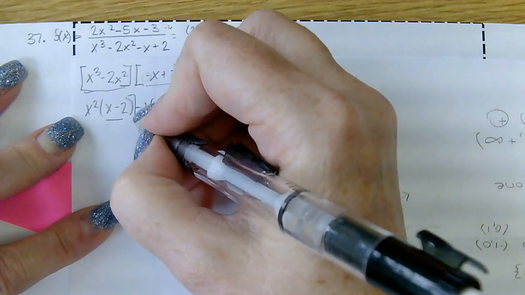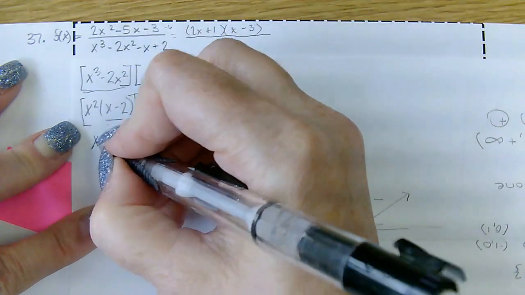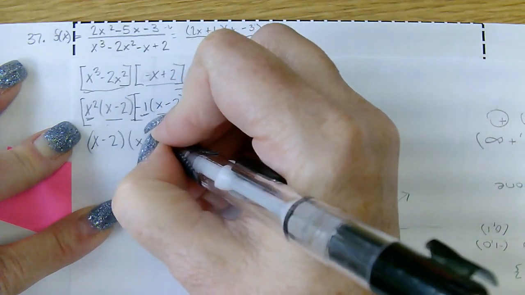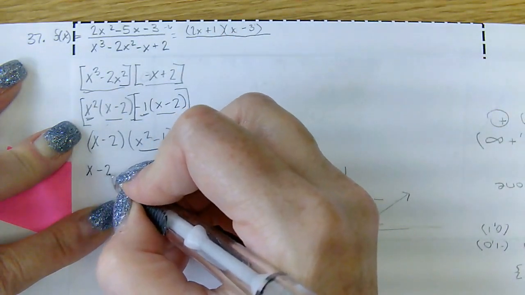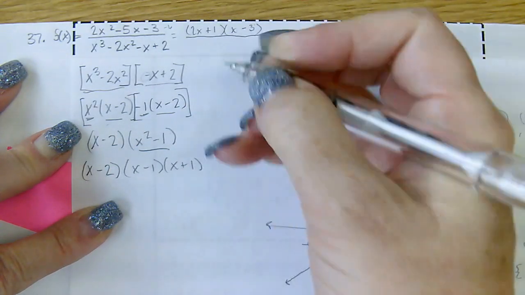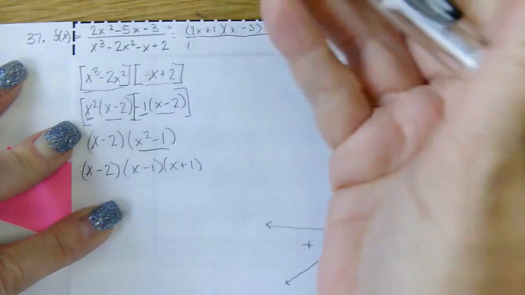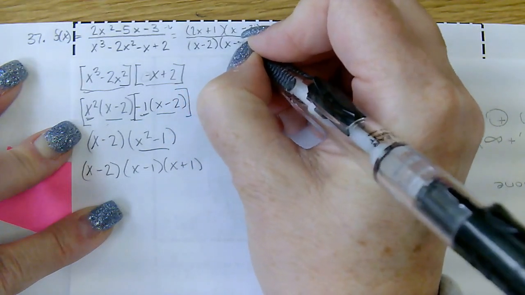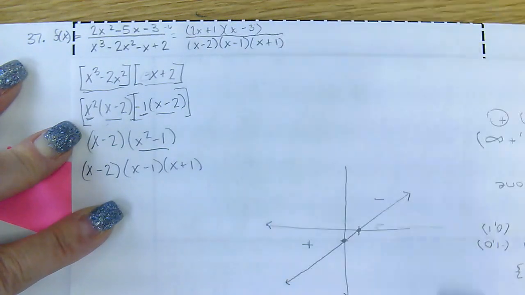So now I have the first quantity here and the second quantity here. And they both have an x minus 2 in common. And I'm left with x squared minus 1, which is difference of squares. So I have x minus 2, and then x minus 1, x plus 1. So that is how my denominator factors. After that, I'm left with a problem just like any other, just with some more vertical asymptotes, because if you notice, nothing reduces.